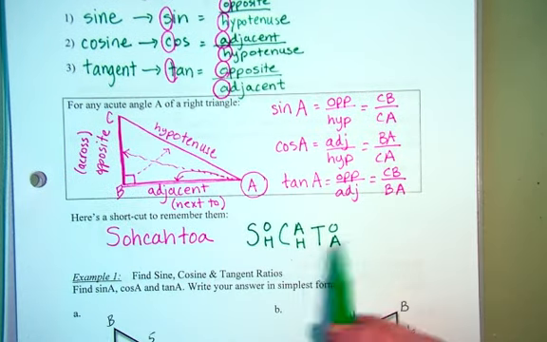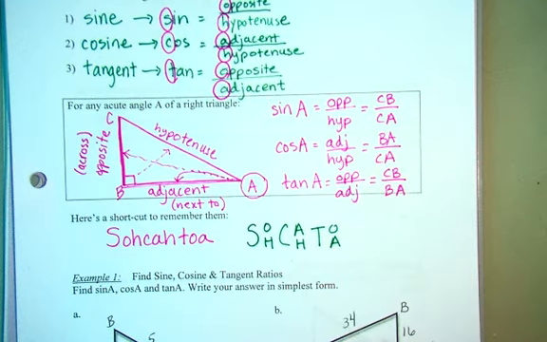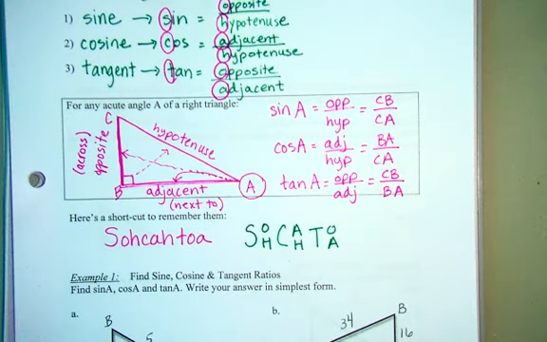SOHCAHTOA. If you write it this way, I think it's even easier to remember. Now, what does that represent? Sine, opposite over hypotenuse. Cosine, adjacent over hypotenuse. Tangent, opposite over adjacent. And if you write this at the top of your paper, it's going to help you to fill in and do all the questions.